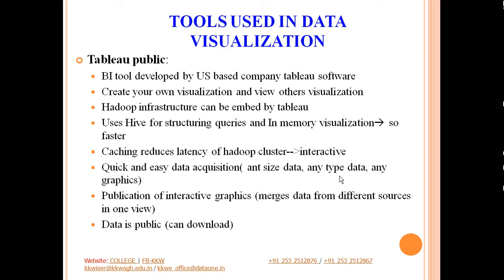This Hive and Hadoop and then Pig and then Mahout, all these things are related to the Hadoop ecosystem that we will discuss in unit number 6, the next unit. So don't worry about it right now. Just remember these are components of the Hadoop ecosystem as of now. Tableau Public uses Hive for structuring the queries, and it has an in-memory visualization. That is the reason it is faster, because if your data is in memory, obviously it is easier to access, and you can access the data in a faster manner. So that is all about in-memory visualization.